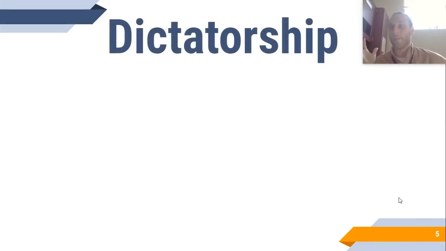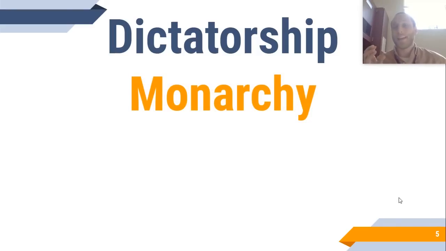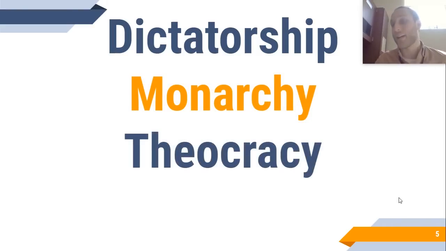So let's break into our first type of government, which is a dictatorship. Dictatorship you probably have heard of before, right? Then we're going to get into monarchy. Then we're going to get into theocracy, which is that new government that you probably haven't heard of yet.